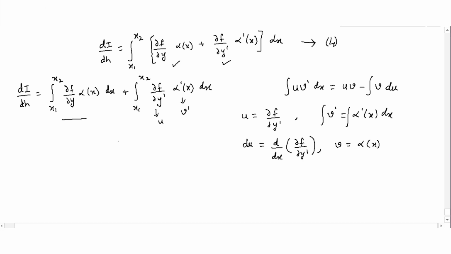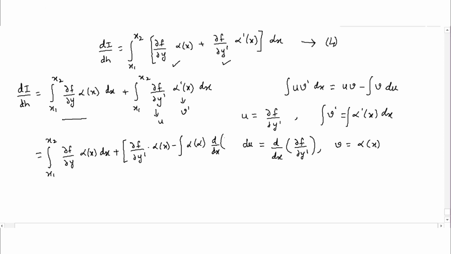So now if I try to use the formula, keeping the first term as it is, over here this first term will remain as it is. It is x1 to x2, dou f by dou y into alpha of x into dx. This is plus. Now let us use the formula. The formula is u into v. So u value over here is dou f by dou y dash, and v value is nothing but alpha of x, u into v, minus integral of v into du. V value is alpha of x into du value is d by dx of dou f by dou y dash.